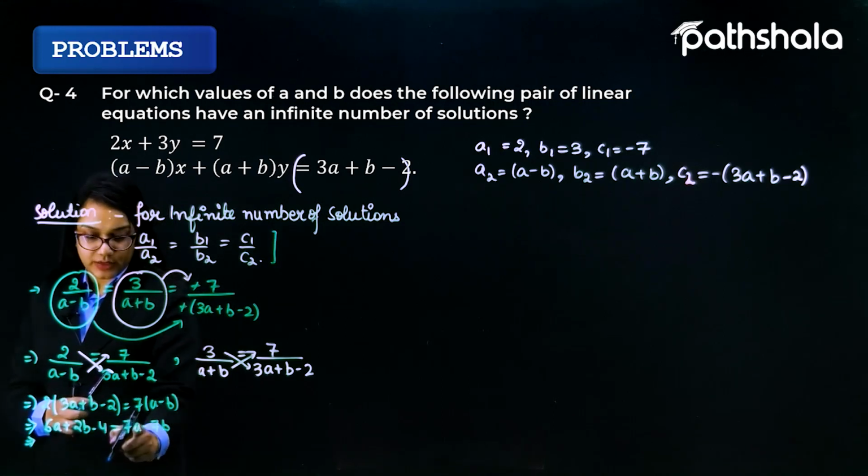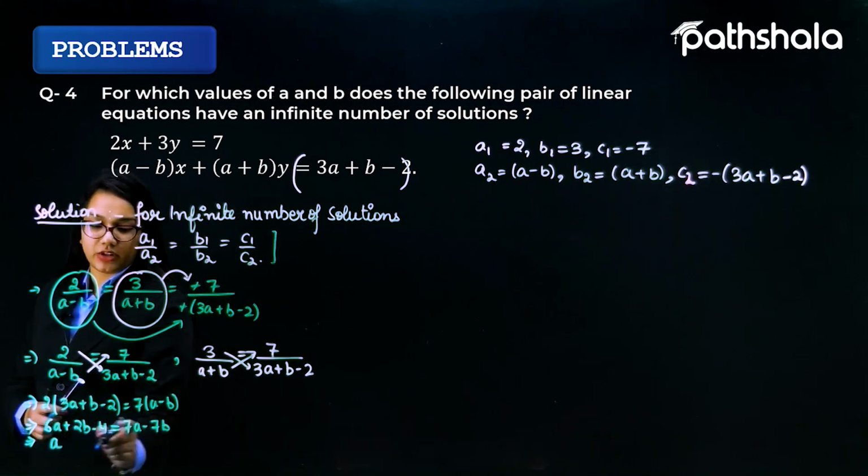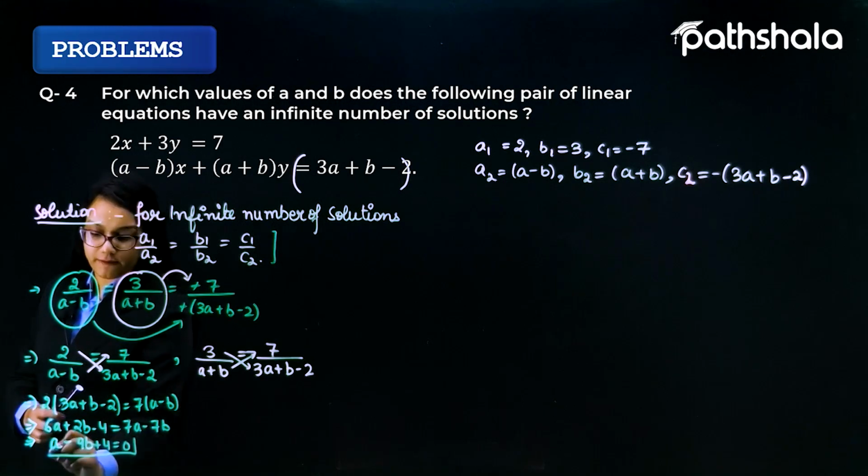So let's take 6a to the other side. So 7a - 6a is nothing but a. Further, we have -7b, and we are taking 2b to the other side, so this would be -7 - 2, which is -9b, and plus 4 is equal to 0. So a - 9b + 4 = 0, and this is our very first equation.